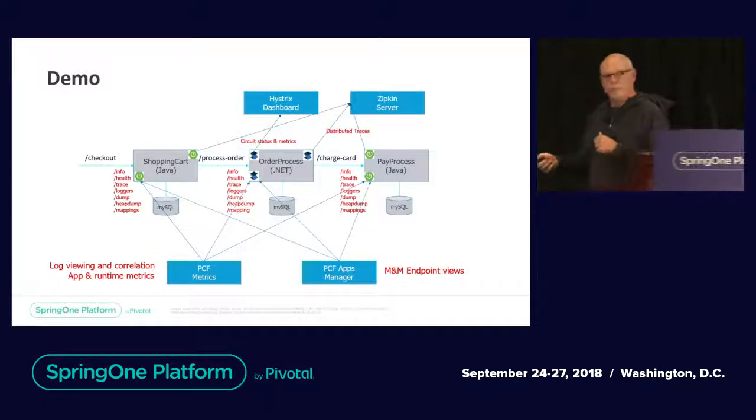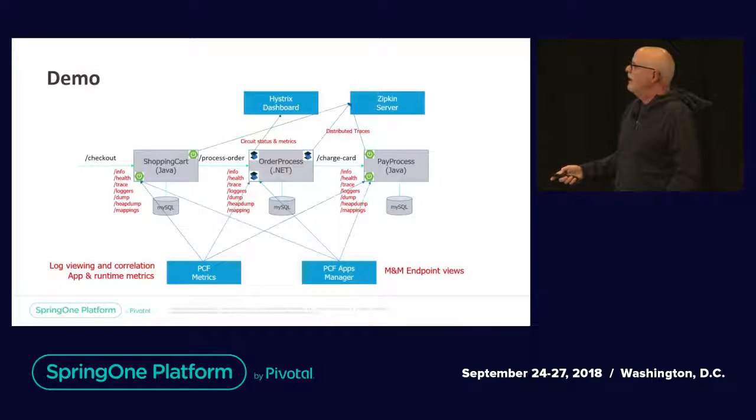All right, so here's my demo. Hopefully I can get through most of my demo. So I've got a Java-based microservice called the shopping cart. There's an endpoint called checkout that we're going to hit. In between, we've got the .NET order process. And on the back end, we've got another Java microservice that handles payment processing. We've enabled all of them with the management endpoints that I mentioned earlier, both for Java and .NET. We're also using the Hystrix circuit breaker to make the request of the back-end payment processing service. So the Hystrix dashboard is going to give us a status of the outgoing circuit that we're using to communicate with the pay processor.